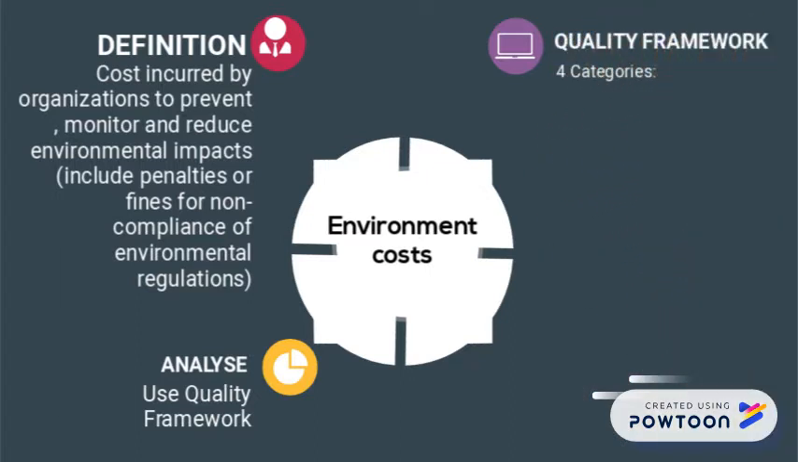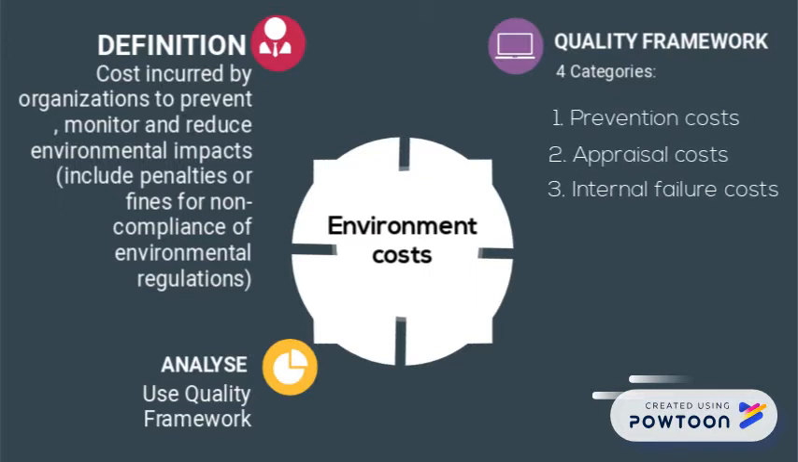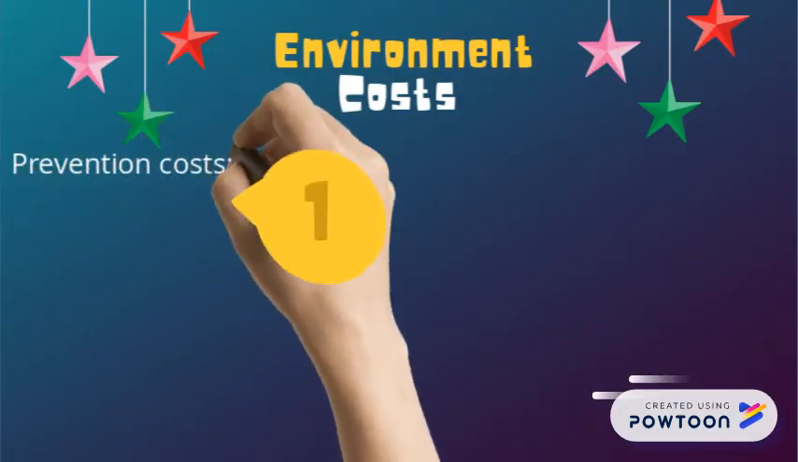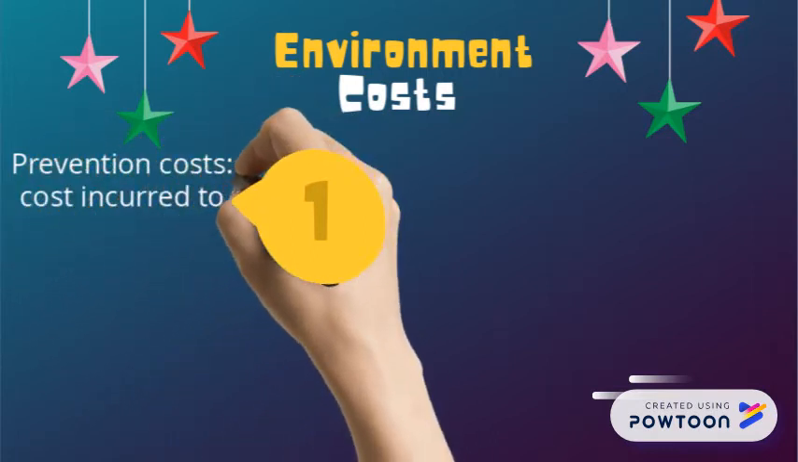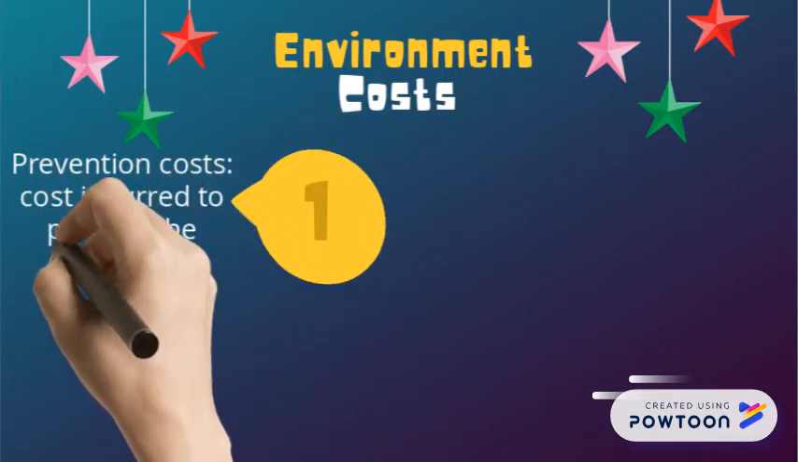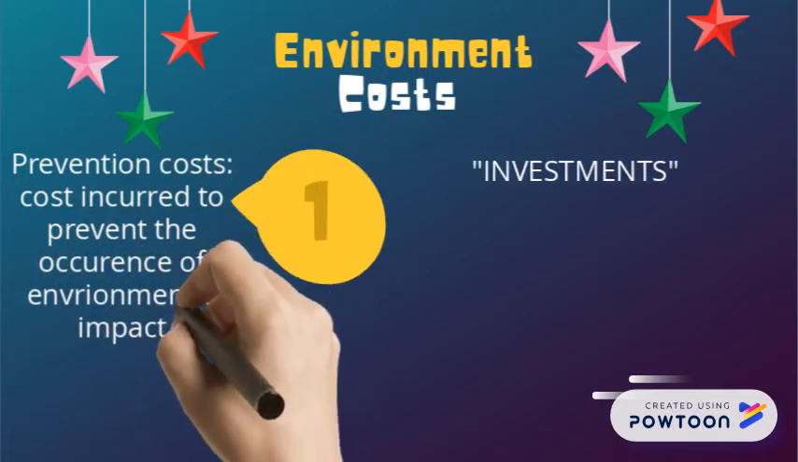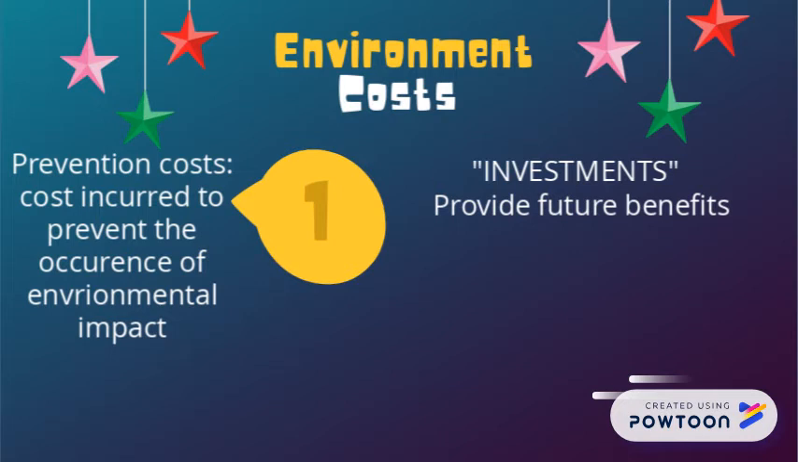The four categories of environment costs are prevention costs, appraisal costs, internal failure costs, and external failure costs. The first category of environment costs, which is prevention costs, is defined as the costs incurred to prevent the occurrence of environmental impact. These costs are termed as investments as they provide future benefits in economic terms.